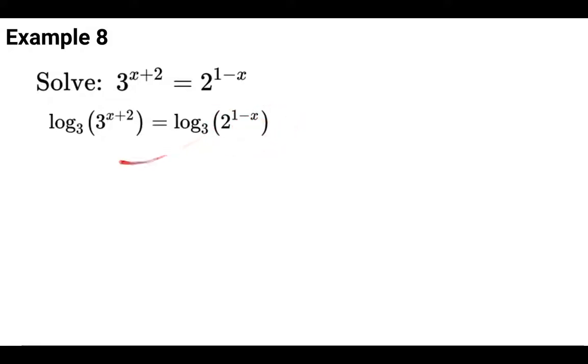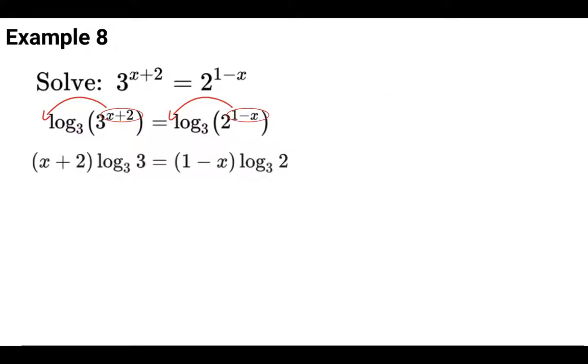Now really, it doesn't matter which base you choose. I did choose 3 for a strategic reason, and I think you'll see why in just a second. Once I use that power property, I'm going to move these exponents into the front of my logs. So I get x plus 2 times log base 3 of 3 equals 1 minus x times log base 3 of 2. We know that log base 3 of 3 is equal to 1, so this just becomes x plus 2 equals all that stuff over there.